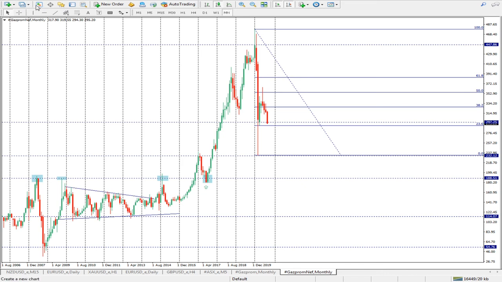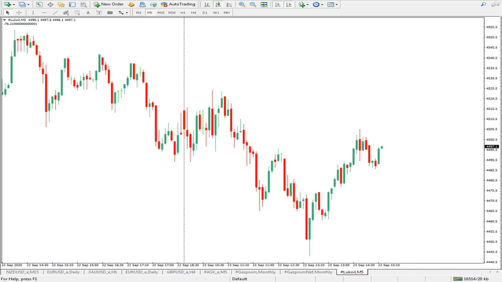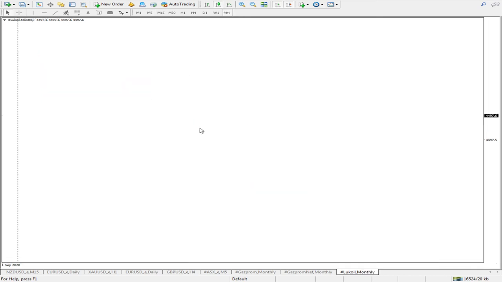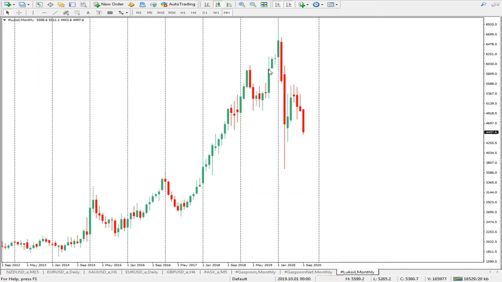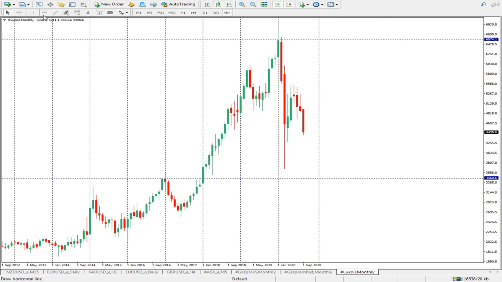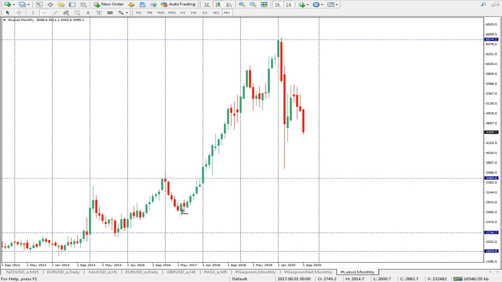So we'll move forward to Lukoil. This is Lukoil. If you look at it from the weekly, from the monthly, we do have the highest high here. We have a resistance here. We have a support here, and then we have a support there. Then we have another support there. We also have a level here. So these are the only key levels you're supposed to look at on this chart.